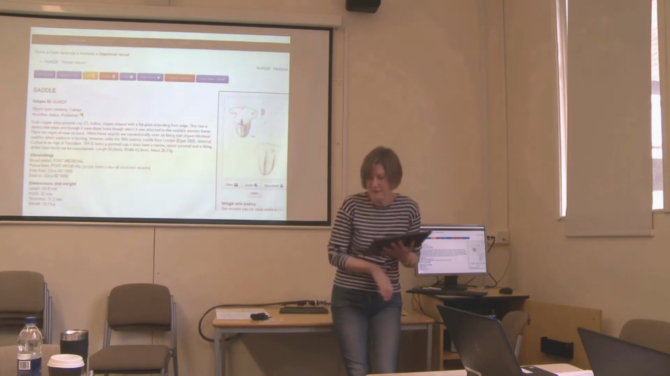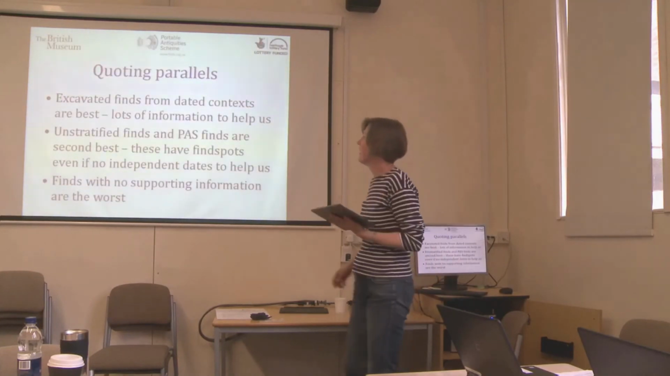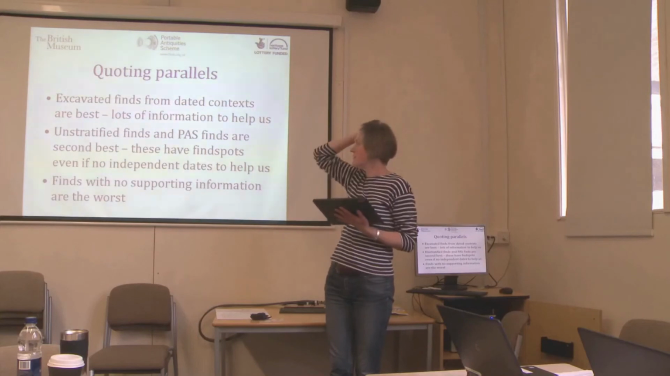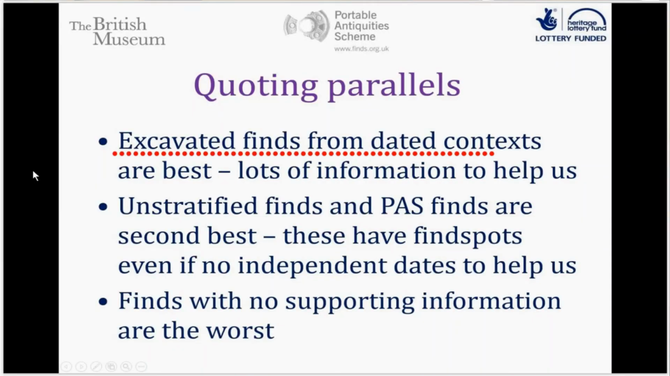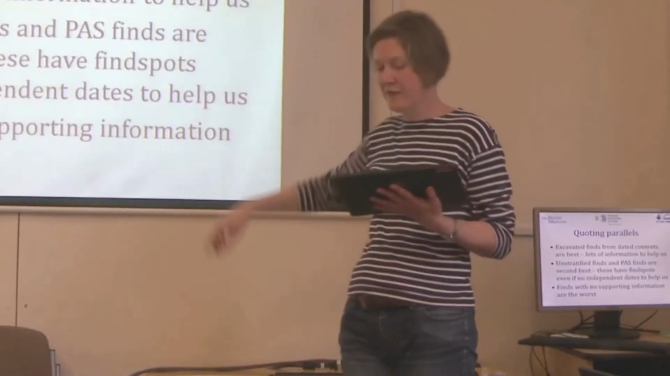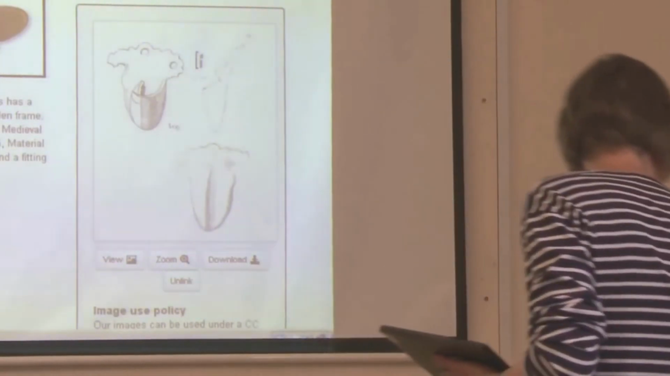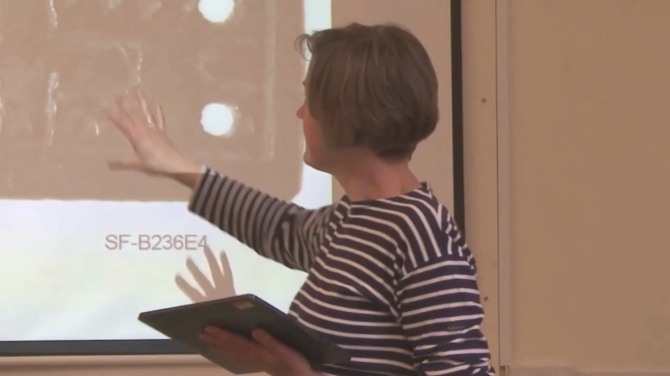Now they've cited that parallel, and as you know, it's tremendously useful to cite parallels, but not all parallels are as good as each other. And I don't need to convince you of this, I'm sure, but archaeological finds from dated contexts are best, find spot and date, and also some evidence of the kind of person using them a lot of the time, urban, rural, etc. Unstratified finds and PAS finds second best. They've got find spots, they haven't got independent dates. But the kind of thing that you find in books of photographs of finds with no dates and no find spots and no evidence.